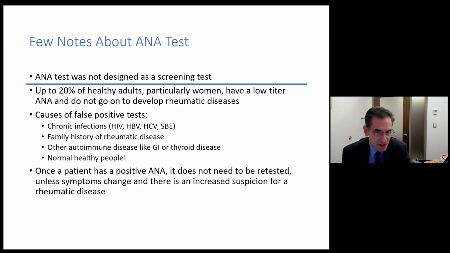And common causes of false positivity of this test include chronic infections like HIV or hepatitis or endocarditis, patients with a family history of rheumatic disease, other autoimmune diseases like thyroid diseases, and as I stated, normal healthy people can have a positive ANA. Once a patient has a positive ANA, it should not be retested unless symptoms change or if there's an increased suspicion for rheumatic disease.